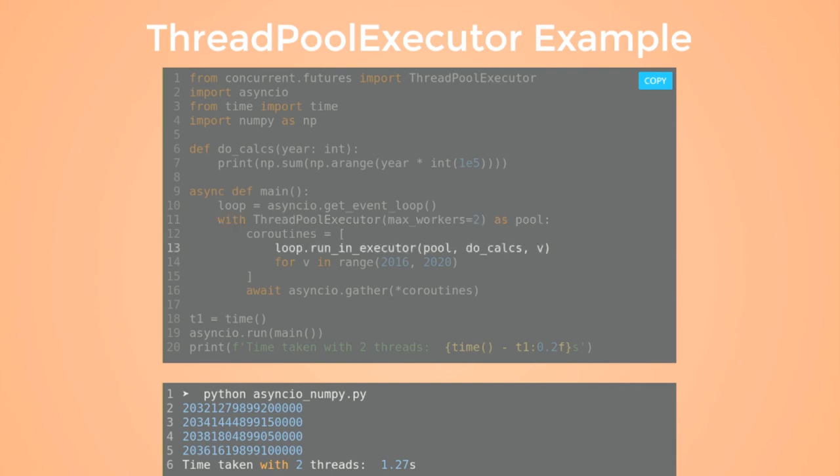And the clever bit is run in executor, which returns a coroutine that waits for the task to be completed within the thread. And there's a process pool executor, which has exactly the same uses, just a different name, and is obviously creating multiple processes and doing it that way. And so we create this list of coroutines and again gather them, wait for them all to be completed. And hey presto, we get a time. Again, we get the speed up of multi-threading, but from the comfort of async I/O.